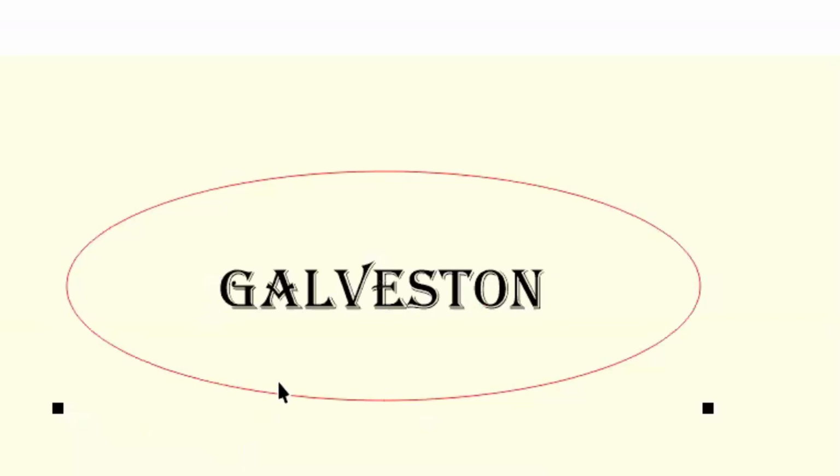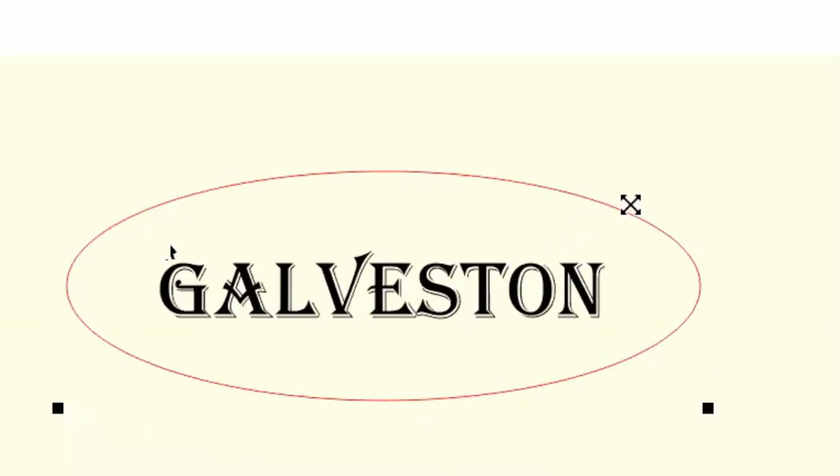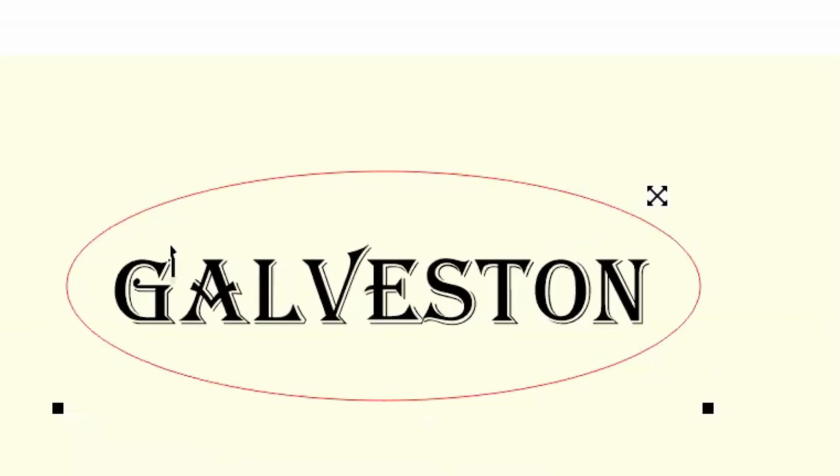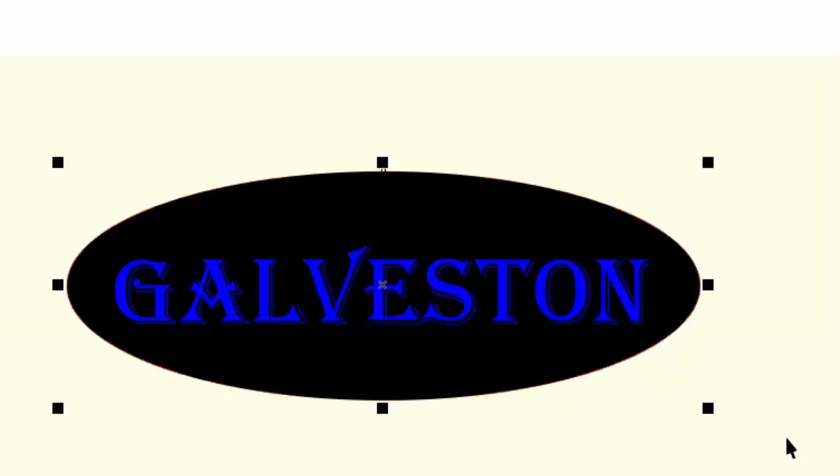Well, that's all good and fine, but I want Galveston to take up more of the space inside that oval. So I'm going to select this, hold down my Shift key, and scale it up without it changing position on me. Okay, everything looks good there. Well, why would you actually do this? Let's click on Galveston and change the color to blue. And let's click on the oval and change that to black. And I'm going to turn off the outline.